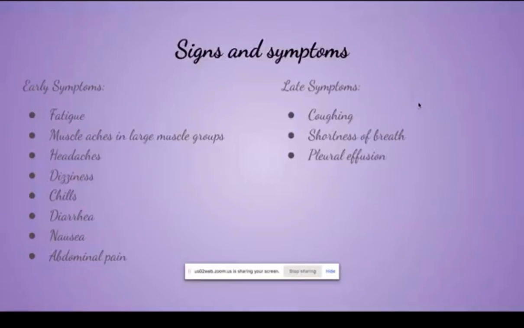These symptoms include coughing, shortness of breath, and pleural effusion. Some patients have stated that they feel like they have a tight band around their chest and feel suffocated, as if there was like a pillow on their face.